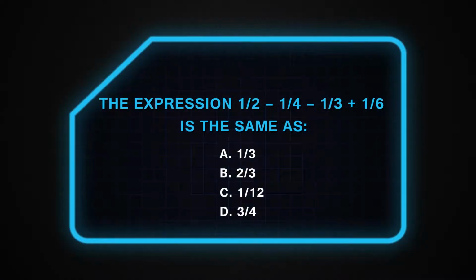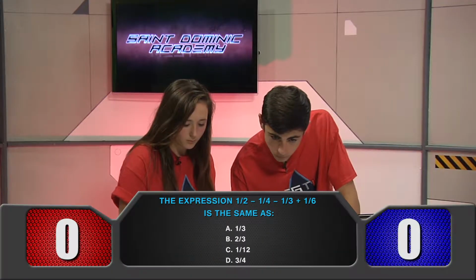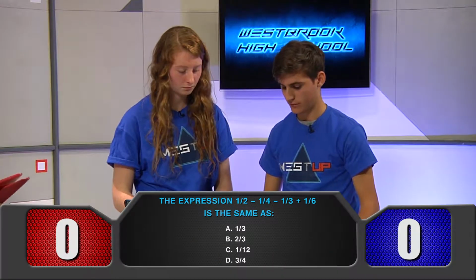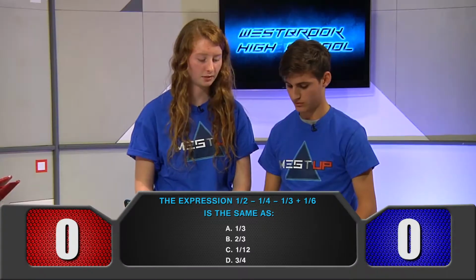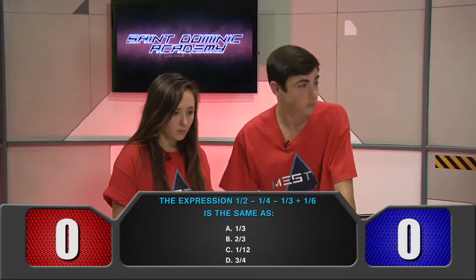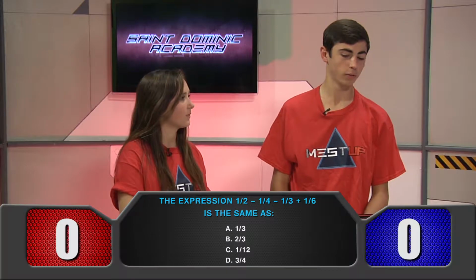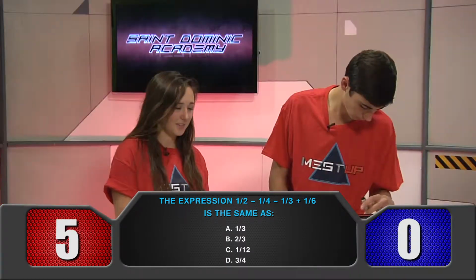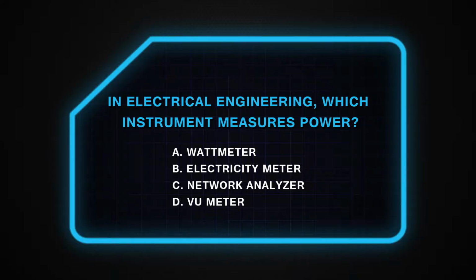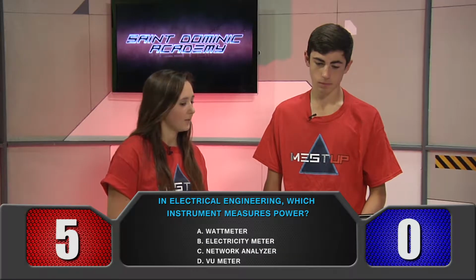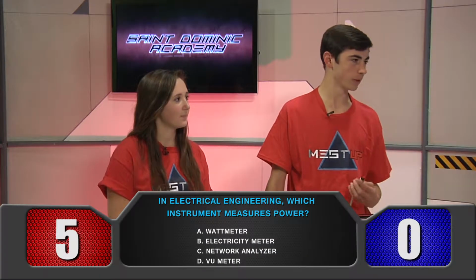The expression 1/2 minus 1/4 minus 1/3 plus 1/6 is the same as which of the following? Blue team. 30 over 24. Incorrect. What did I add wrong? Red team. C, 1 over 12. That is correct. In electrical engineering, which instrument measures power? Red team. A, watt meter. Correct.